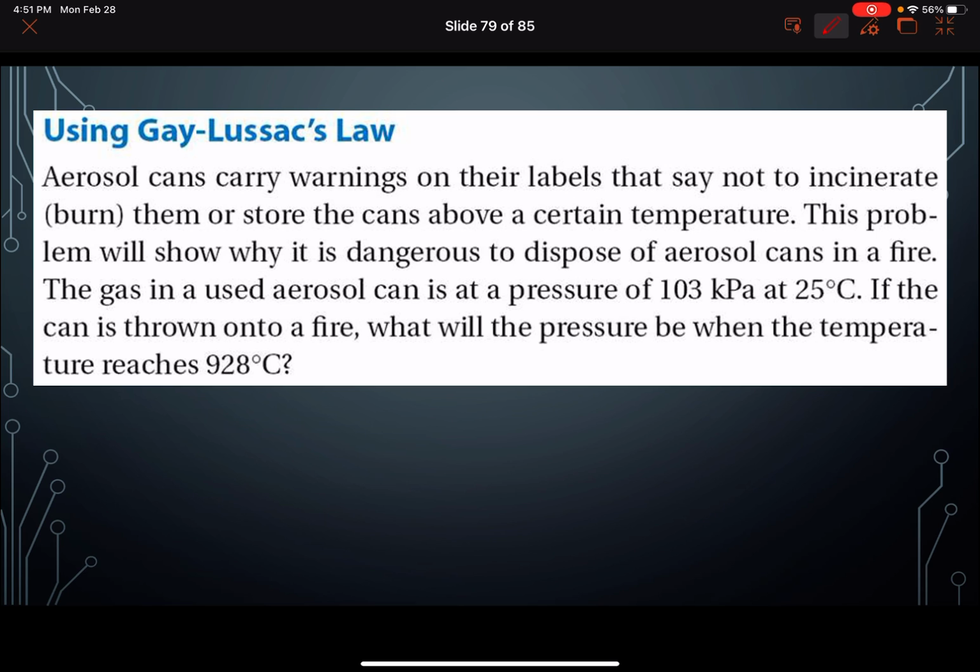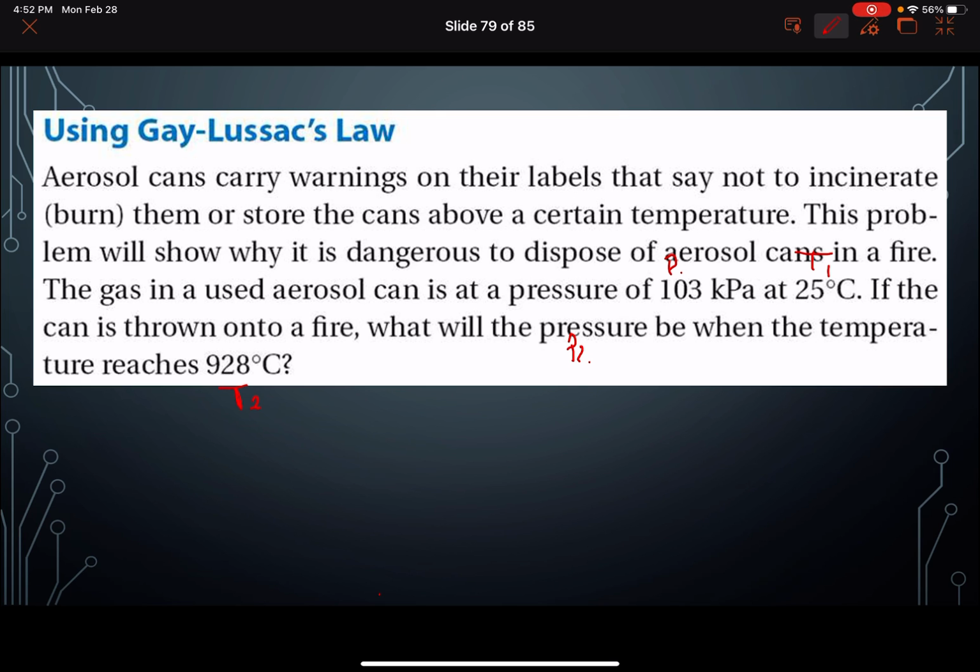The gas used in aerosol cans is at a pressure of 103 kilopascals. That's a pressure, so we're going to say pressure 1. And it's at a temperature of 25 degrees Celsius, which is temperature 1. If the can is thrown into the fire, what will the pressure be? We don't know what that is. That's going to be our pressure 2 when the temperature reaches 928 Celsius. This is our temperature 2. As you can see, we have two temperatures and one pressure, and we're going to solve for the other one.